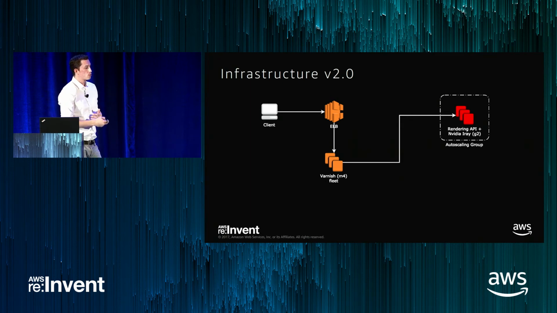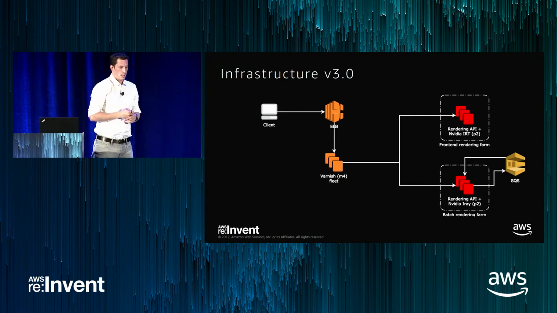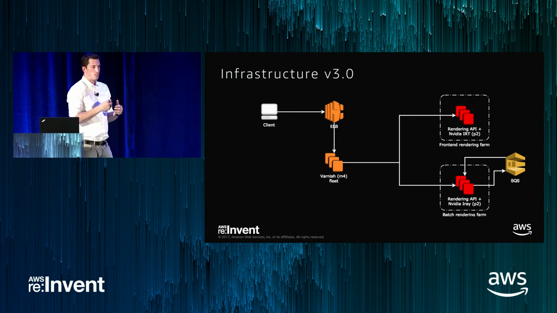So that led us to our next version of the infrastructure, where we split the load depending on what kind of image you want to generate. On the upper part, you have the rendering API, and that one is for the configurators, so as quick as possible, less than 2 seconds, as mentioned. And since all the GPU machines on Amazon are using NVIDIA cards, we are using IRT for that. That's interactive ray tracing, a rendering engine from NVIDIA.